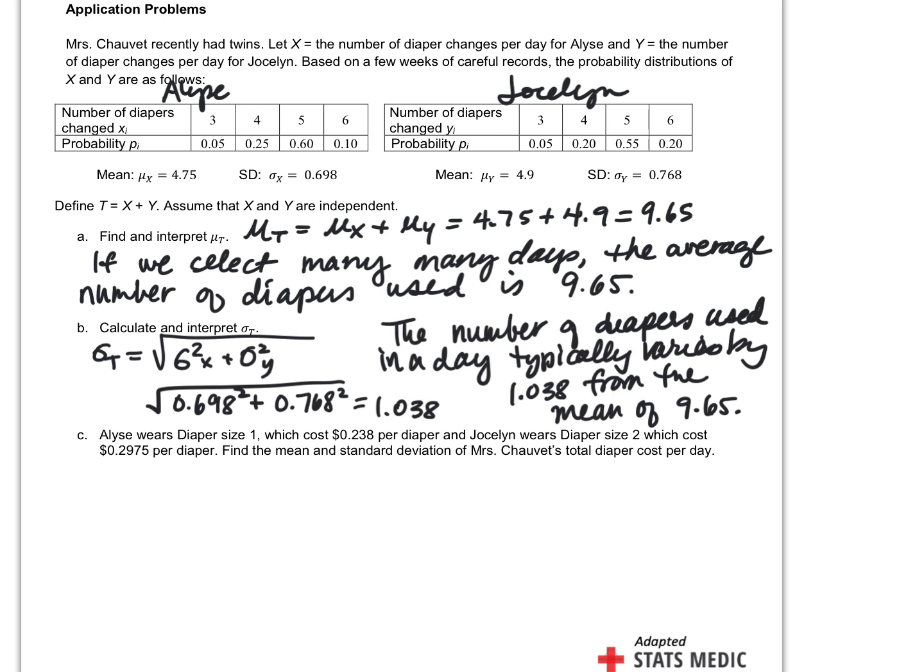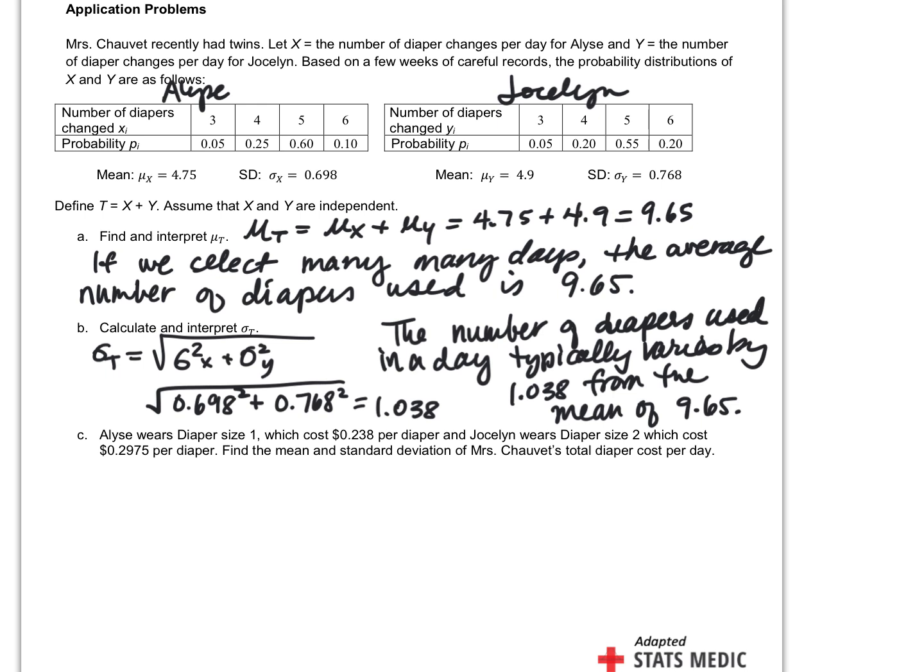All right. So all that's today's stuff. Part C is going to combine last week's stuff with today's stuff, because you know they like to do that, right? They like to combine everything. So let's look at it. It says, Elise wears a diaper size 1, which is 0.238 of a dollar per diaper. Jocelyn has to wear size 2, which is 0.2975 per diaper. Find the mean and the standard deviation of the total diaper cost.